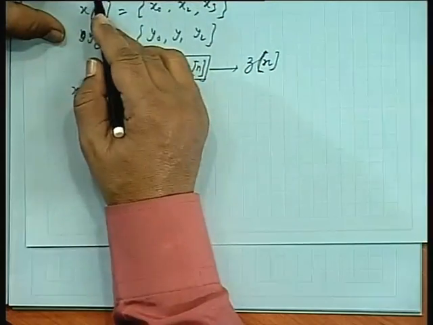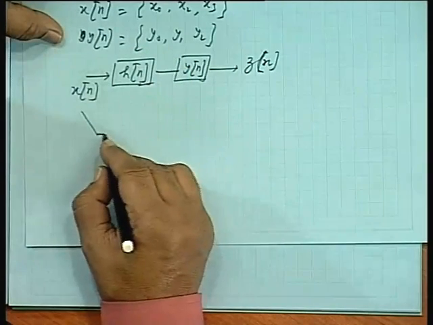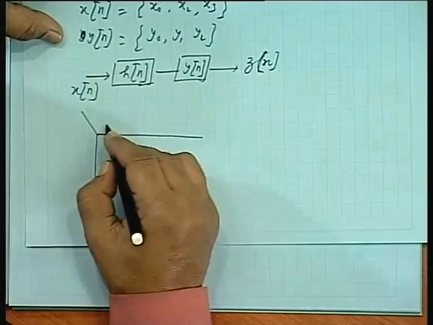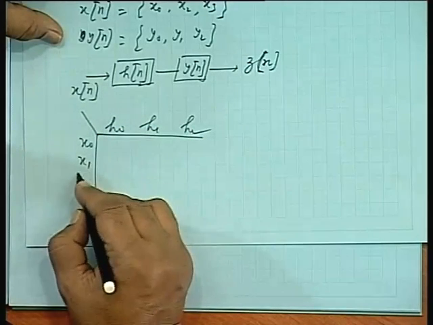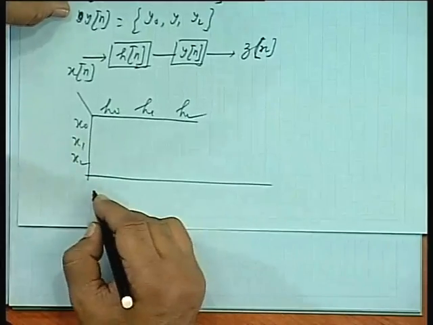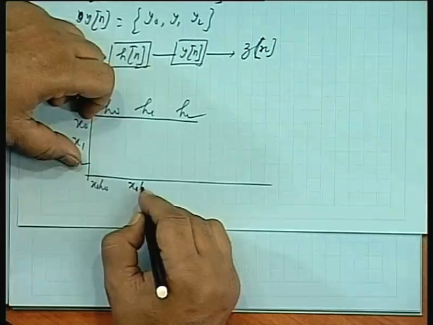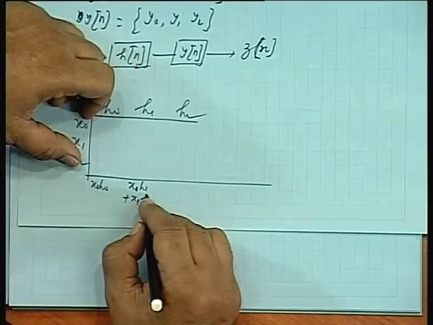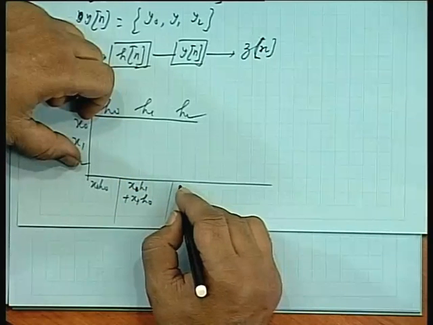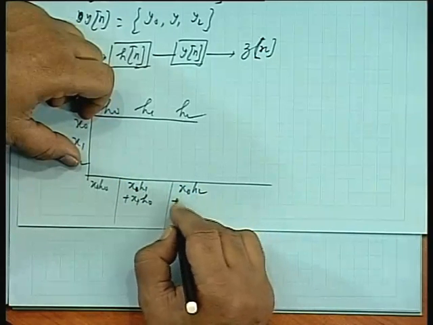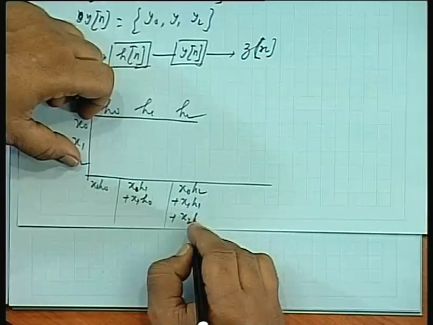What is the output corresponding to this first two? If you remember, H0, H1, H2, X0, X1, X2. The output sequence that we got was X0, H0, then X0, H1 plus X1, H0, then the next output was X0, H2 plus X1, H1 plus X2, H0.